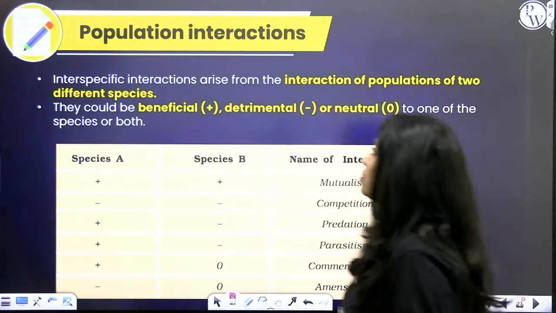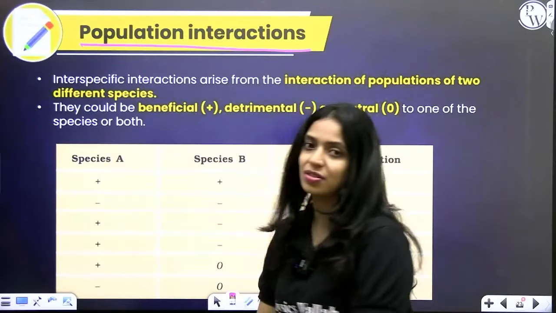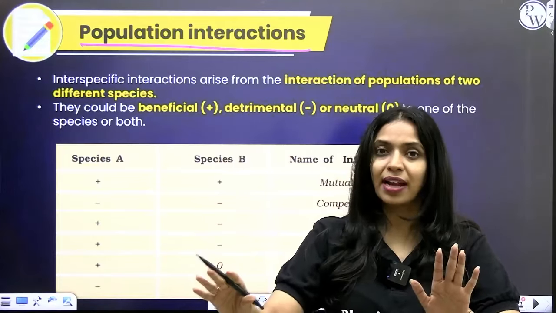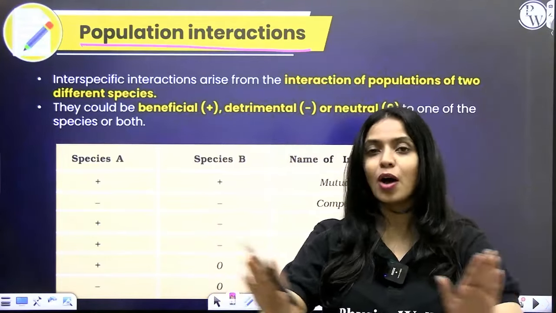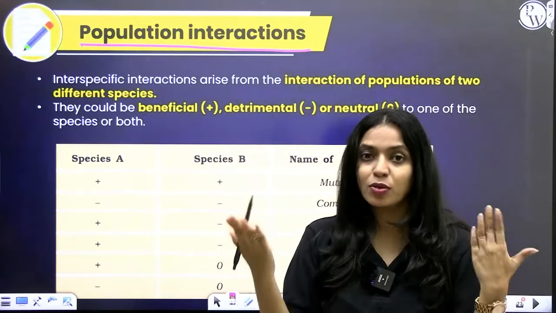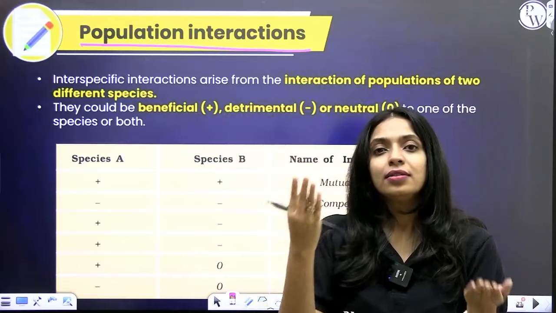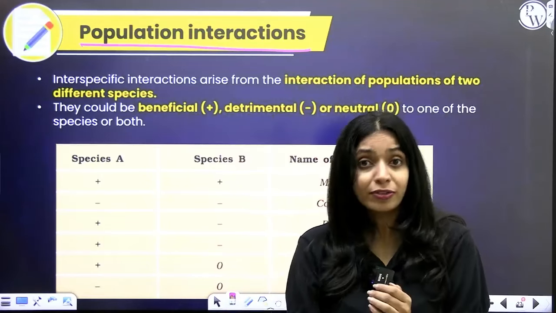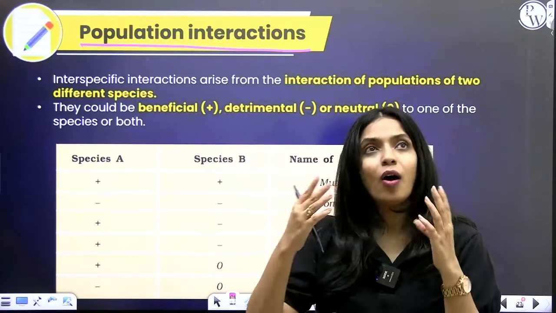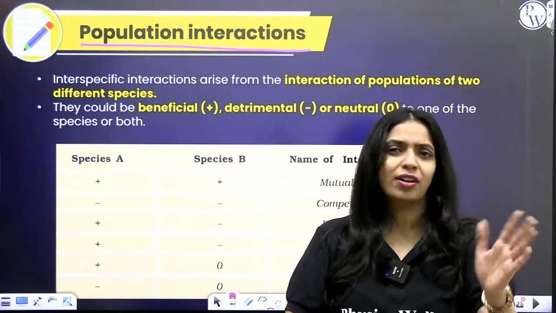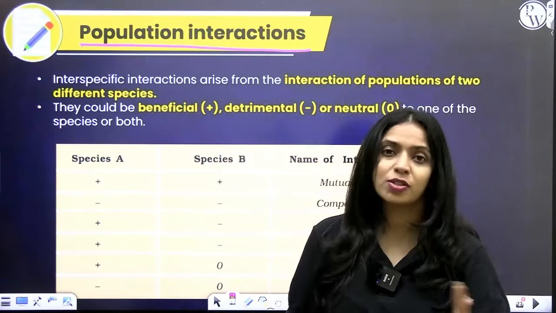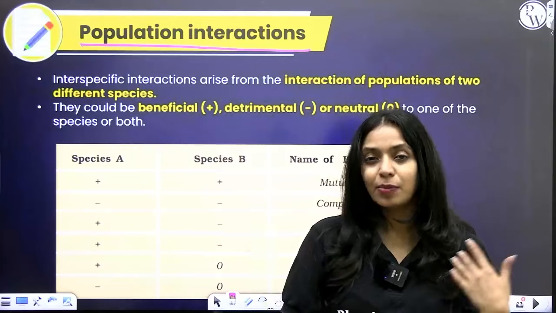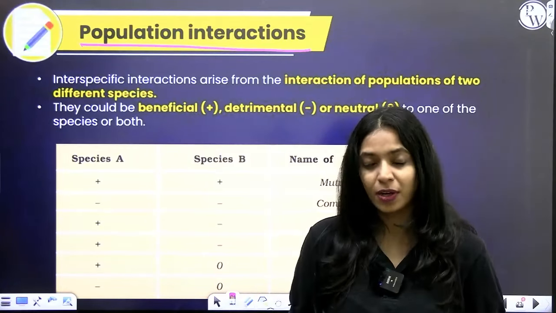Now let's talk about the second part of this chapter called population interactions. Population interactions talks about how two different populations of two different species interact. In that interaction, both of them could be benefited, both of them could be harmed, one of them could be benefited and one harmed, or one of them is benefited and the other one is not affected at all, or one of them is harmed and the other one is not affected at all. So these kinds of interactions we can see in nature. This could be between plants and plants, animals and animals, plants and animals. There are so many different types, all right?